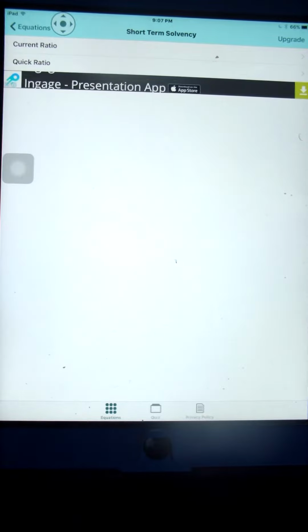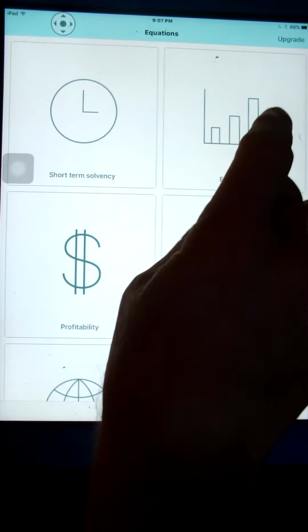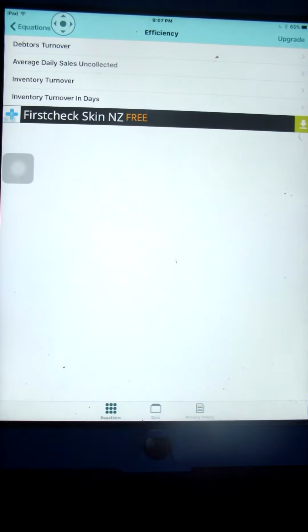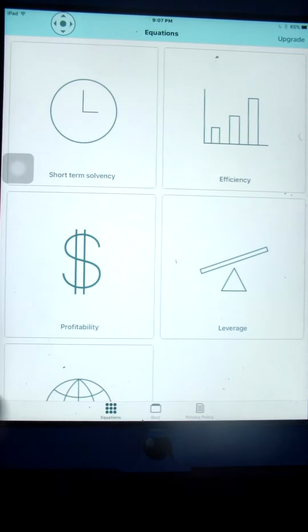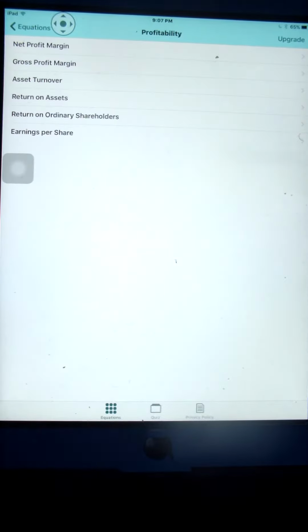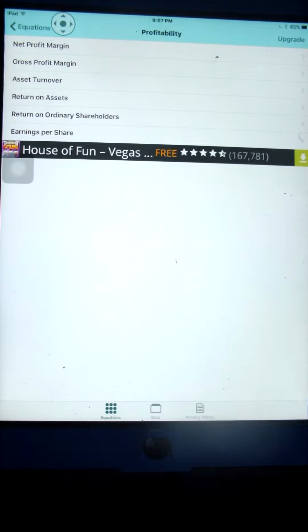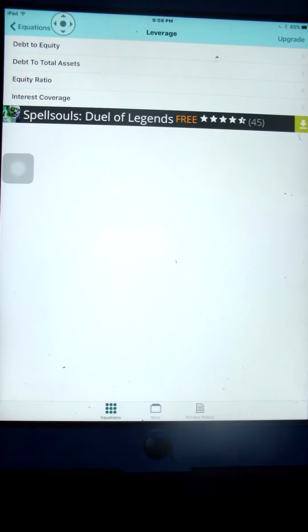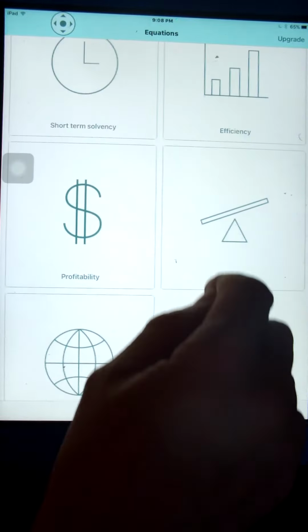But if we just push ourselves through very quickly, with efficiency there's a number of equations: debtors turnover, average daily sales, inventory turnover in days. Coming down here, we've got profitability: net profit margin, gross profit margin, asset turnover, all the way down to earnings per share. Leverage, when you're starting to understand what's really going on: debt to equity, debt to total assets, and obviously interest coverage. And finally into the juicy stuff at the bottom as you roll it up, your market-based equations.